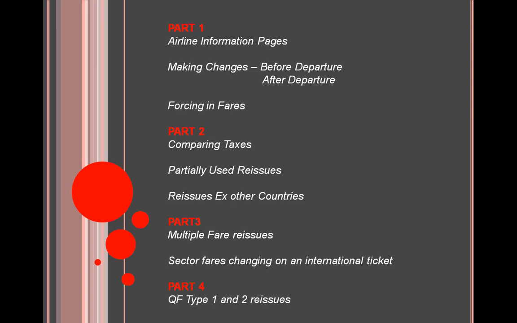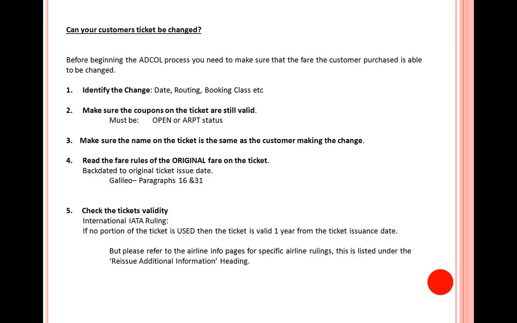So before we work out any Adcol, we need to do a few checks. We need to work out if our customer's ticket can actually be changed. We don't want to go through the process of working out an Adcol to only find out that the ticket cannot be changed anyway. So before beginning the Adcol process, you need to make sure that the fare the customer purchased is able to be changed.